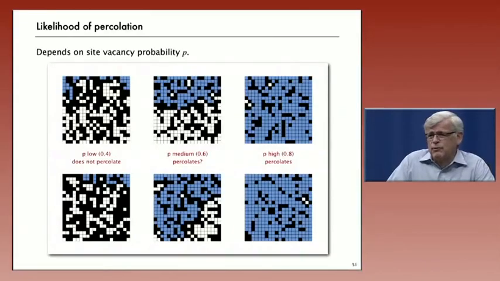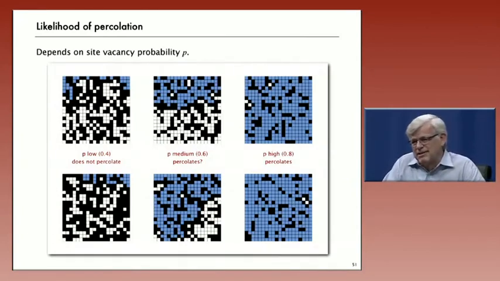So we're talking about a randomized model where the sites are vacant with a given probability. It's pretty clear that if the probability that a site is vacant is low, as in the two examples on the left in this diagram, it's not going to percolate. There are not enough open sites for there to be a connection from the top to the bottom. If the probability is high and there are a lot of open sites, it definitely is going to percolate. There'll be lots of ways to get from the top to the bottom. But in the middle, when it's medium, it's questionable whether it percolates or not.